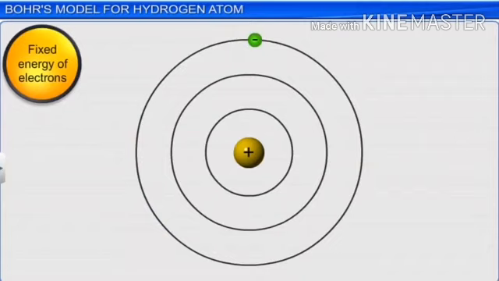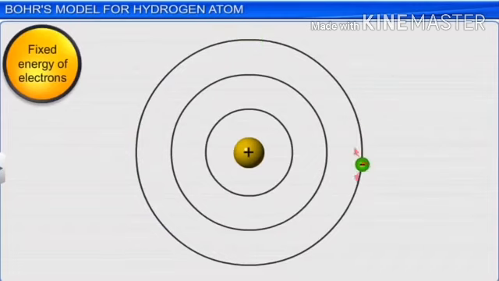So if the electron is accepting energy, or absorbing radiation, it will be promoted to the higher energy level where it will have more energy. Otherwise, the electron should emit out the energy. It should emit the radiations. So what will happen? It will come back to the lower energy level. Each electron of a particular orbit will have a particular energy only.